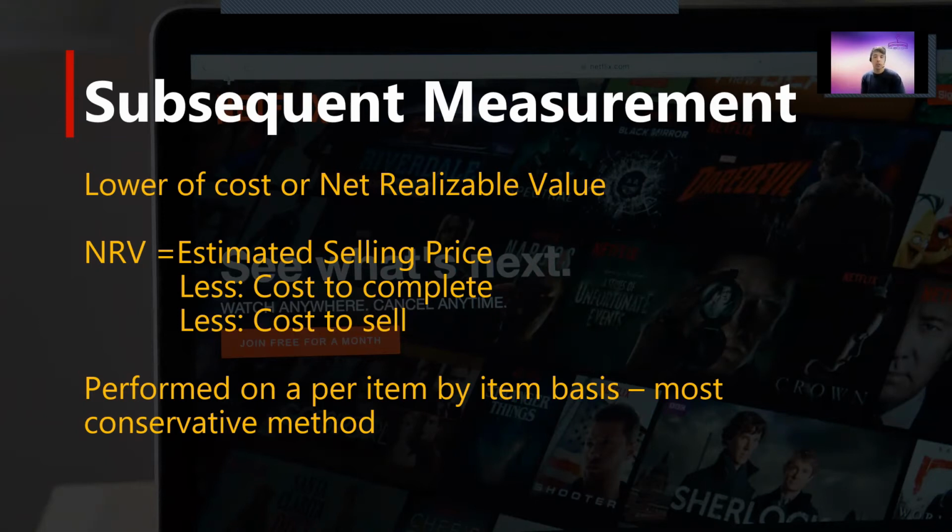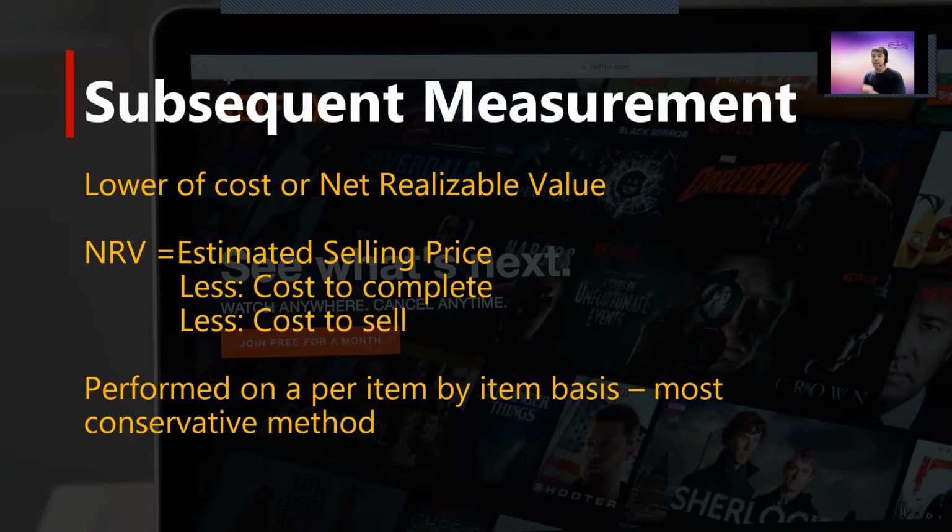So paano ba yung pag-compute ng net realizable value? It's the estimated selling price less cost to complete less cost to sell, no? So that represents your NRV. Okay, so now in terms of calculating the NRV, sabi natin the standard requires that this would be performed on a per item basis, no? So item by item. Why? Because this is the most conservative method, no? So meaning this will give us the lower of cost, between the cost and the net realizable value.